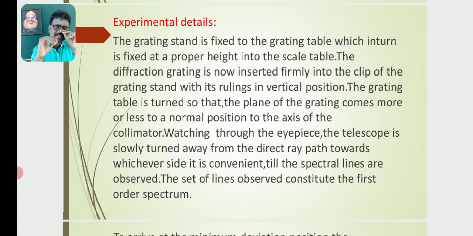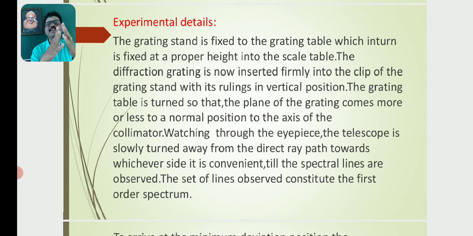Experimental details. Now let us discuss the experimental details. The grating stand is fixed to the grating table, which in turn is fixed at a proper height on the scale table. The diffraction grating is now inserted firmly into the clip of the grating stand with its rulings in a vertical position.